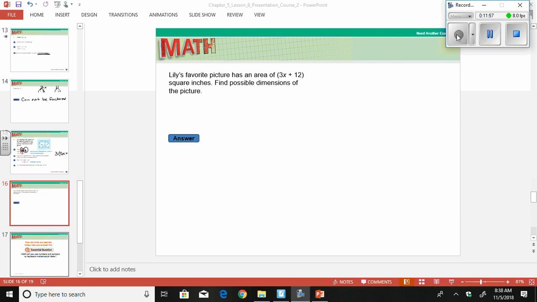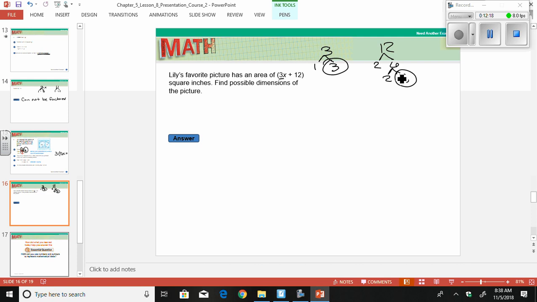Lily's favorite picture has an area of 3x plus 12 square inches. Find the possible dimensions of the picture. So we need to factor it down. What do we have in common? Well, 3 is 1 and 3. 12 is 2 and 6, 2 and 3. So we have a 3 in common here. So I take out the 3. Well, 3x divided by 3 is 1x. 12 divided by 3 leaves me with a 4. So I'm left with 3 parentheses x plus 4. So the dimensions are 3 by x plus 4.